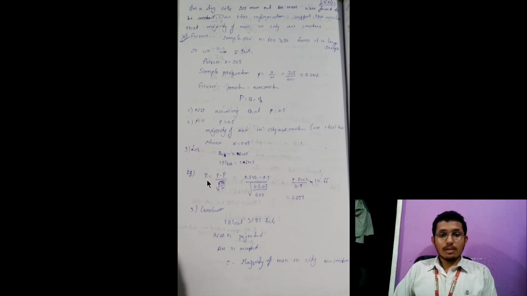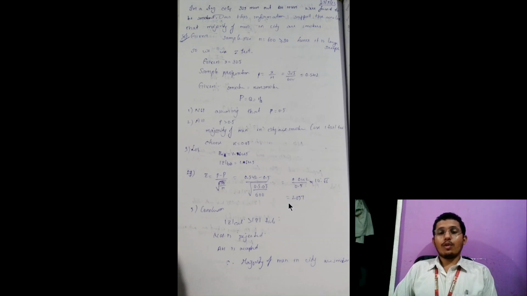And in the fourth step, we calculate the Z cal value. The formula for this, including the variables, probabilities and sample proportions, is Z equal to small p minus capital P, divided by the square root of P into Q by n. Small p is 0.542, capital P is 0.5, and the root of 0.5 into 0.5 by 600. So the numerator goes 0.042, and in the denominator 0.05 by 10, I mean 100 into 6. 100 will come out as 10, so it goes into the numerator as it is in the denominator. 0.042 into 10 square root of 6 by 0.5 will give us the value 2.057. So this is the Z cal value. Z cal means Z calculated value.